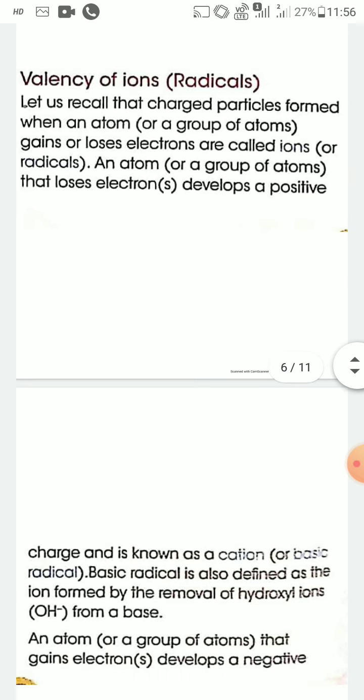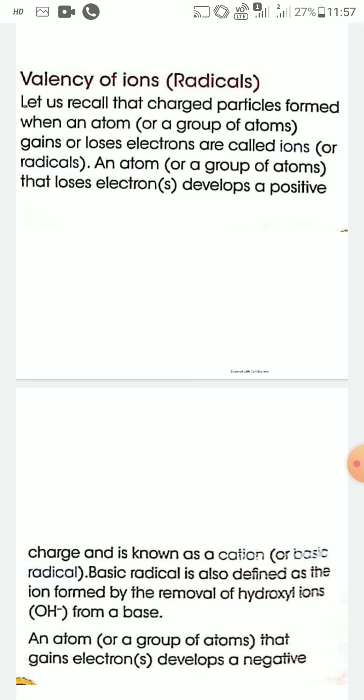Now, valency of ions or radicals. Generally, charged particles are known as ions. And how are these charged particles formed? When an atom or group of atoms gains or loses electrons, they form ions, that is, positively and negatively charged ions.